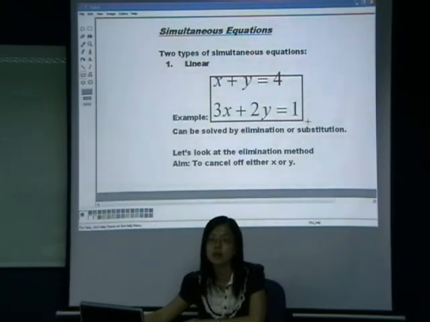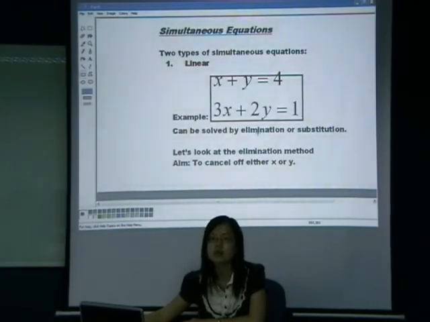There's no x squared term or xy terms. So this type of equations can be solved by elimination or substitution method. Let's look at the elimination method first. Our aim here is to cancel off either the x or the y term.